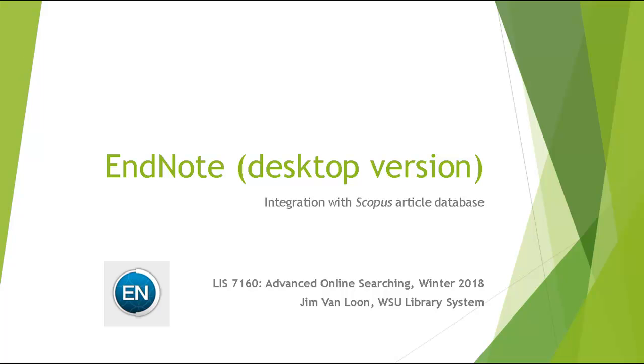In this video, we'll use the Scopus article database to perform a search on a topic. We'll select some of our search results and export citations from Scopus into the EndNote desktop version. And then I'll show a way to use EndNote groups and a small notes file in Microsoft Word to keep the search organized and documented.